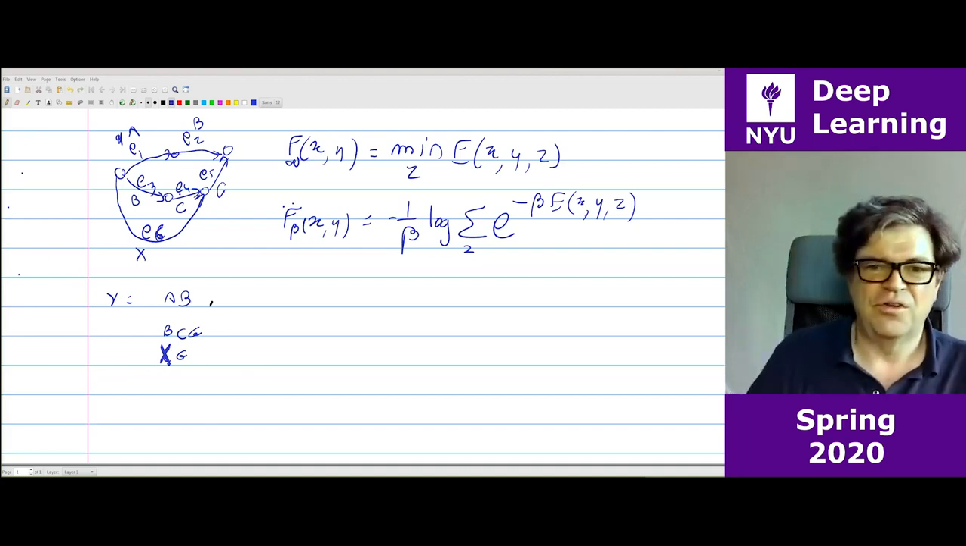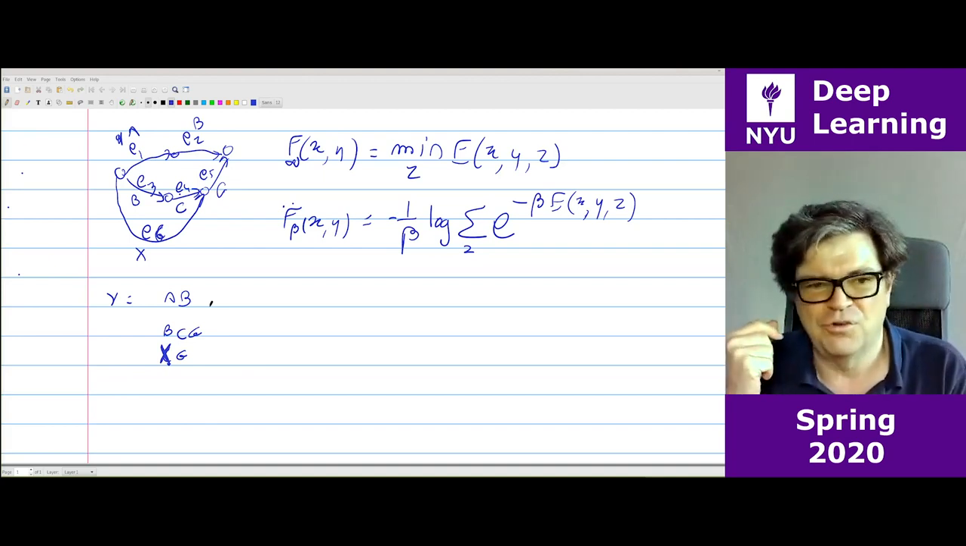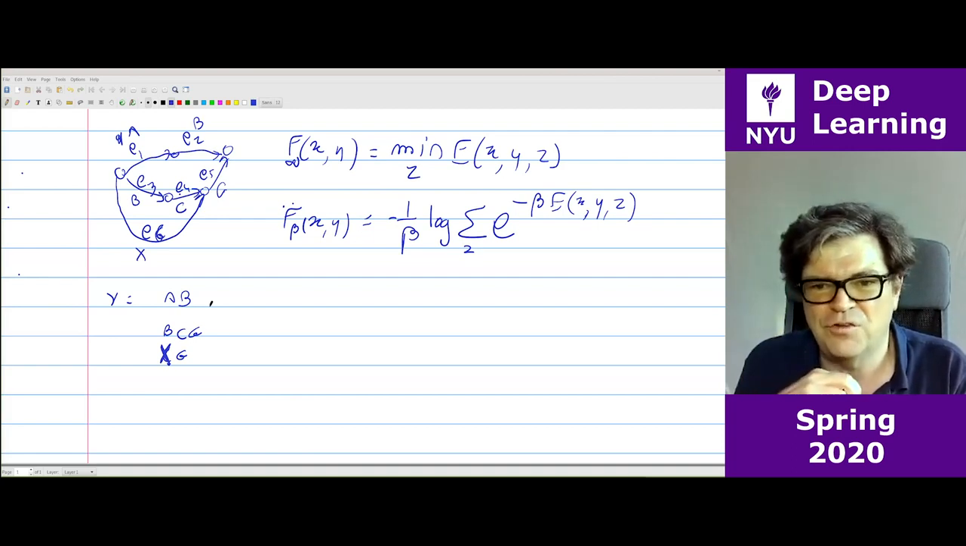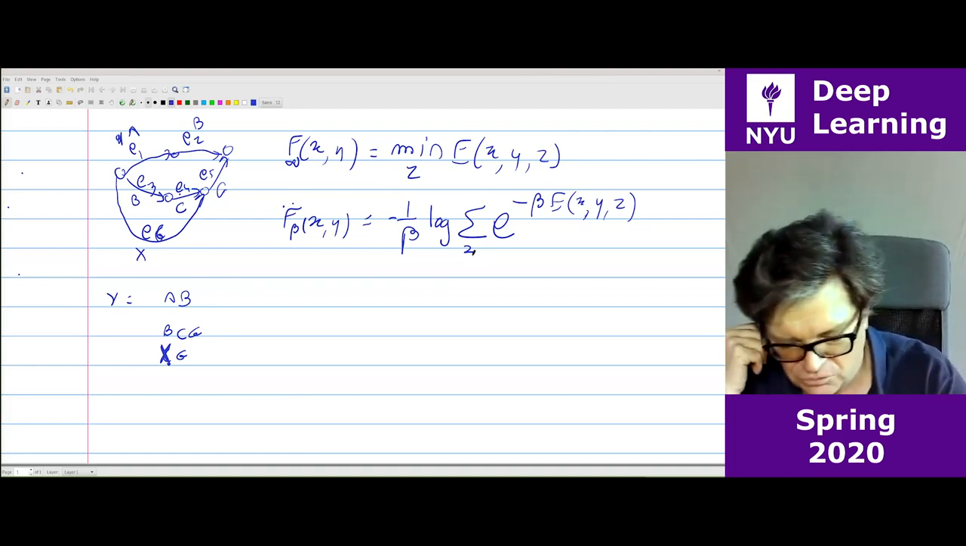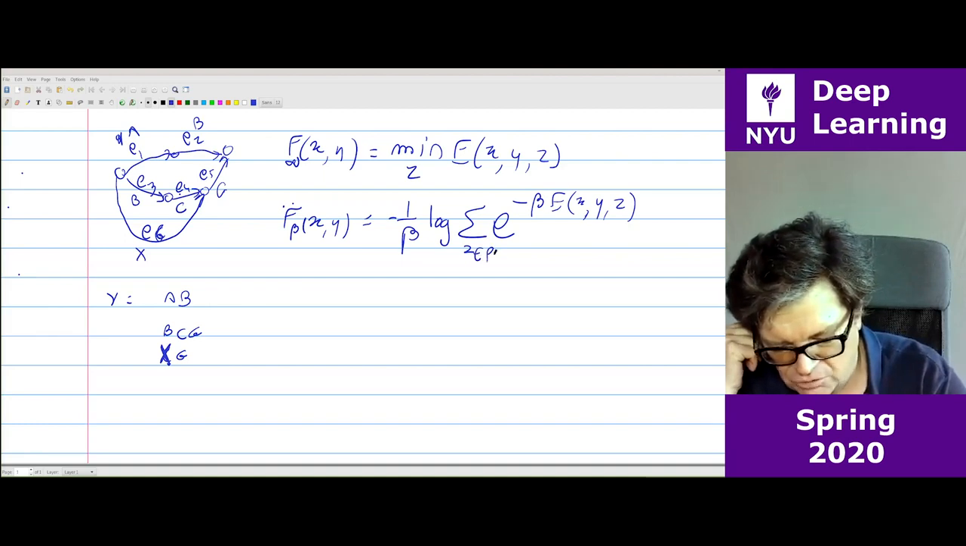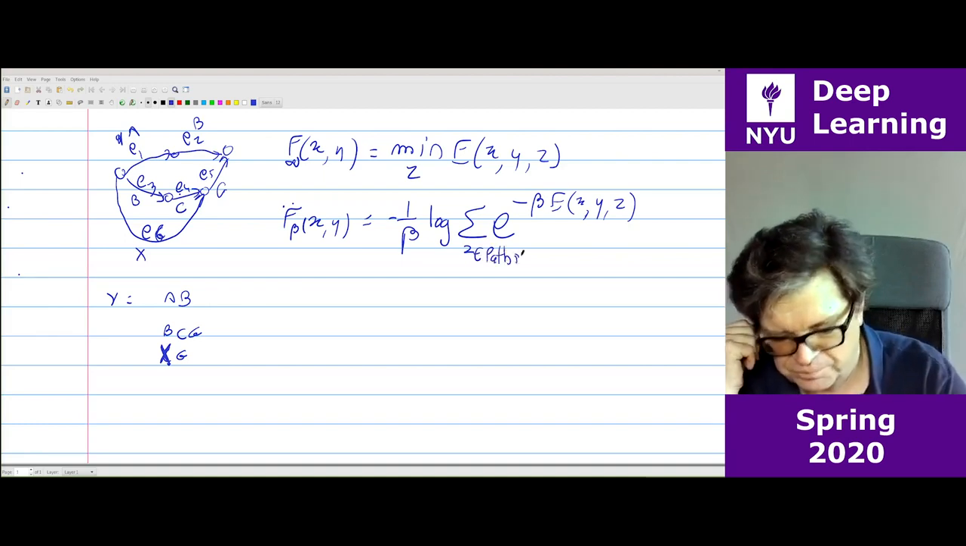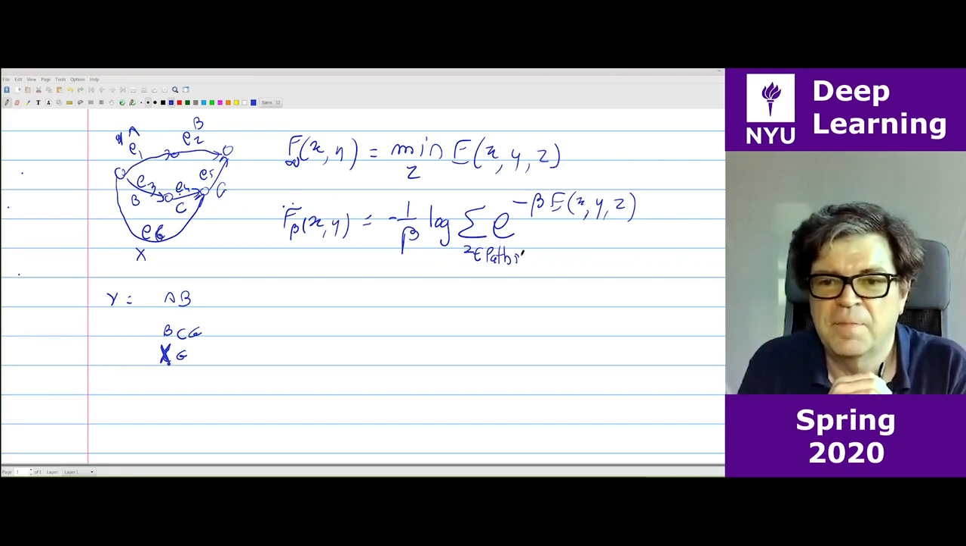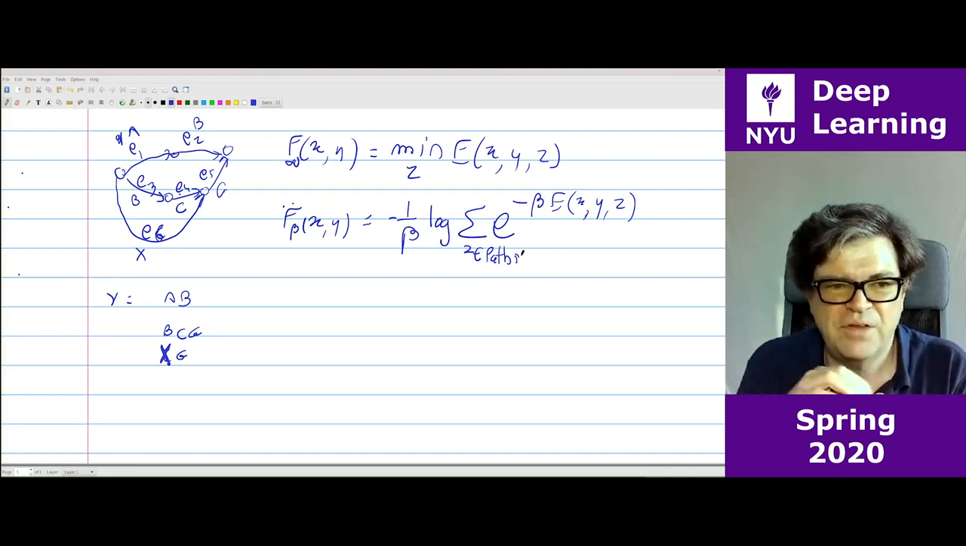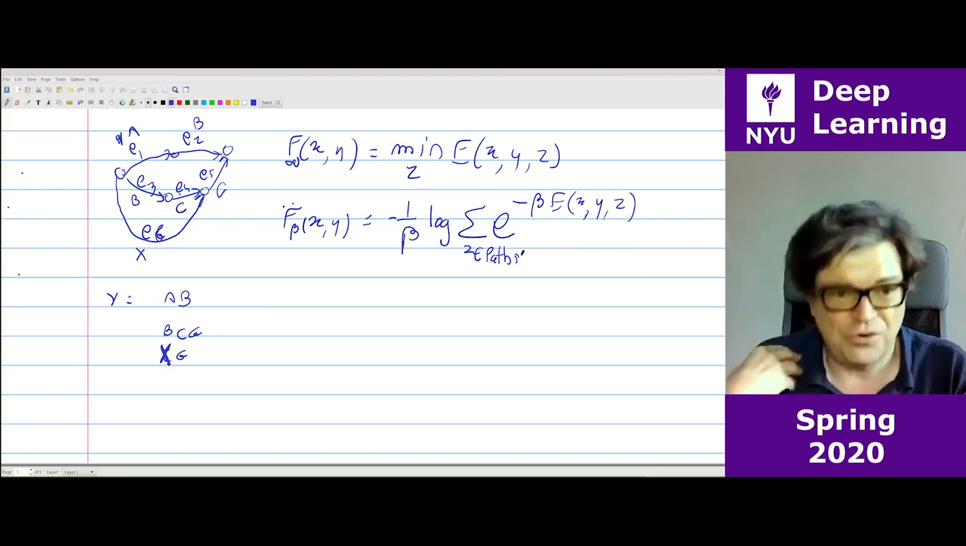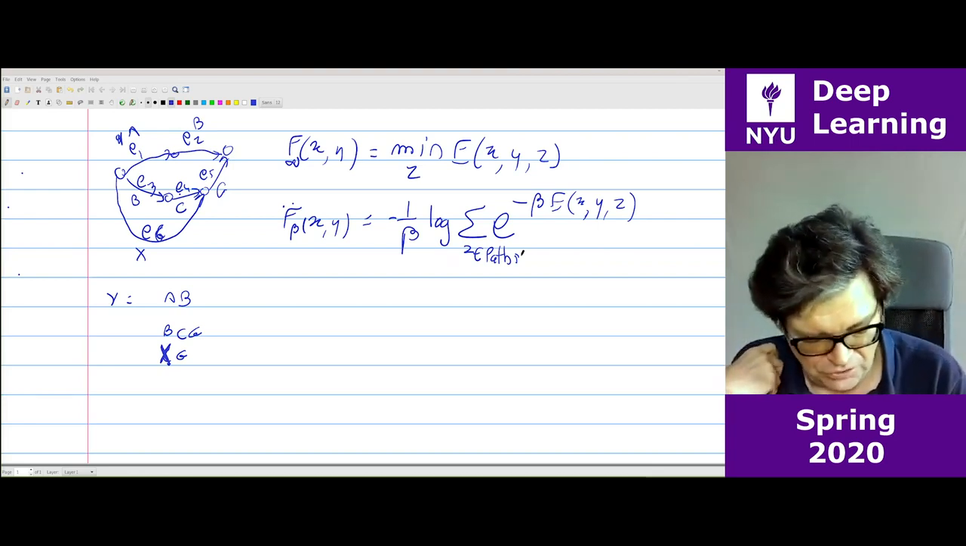So the log of the sum of the exponentials of the energies for all the paths, the sum over all the paths. So the sum here is over a path. That's like marginalizing over Z. And we saw that before, right? We explained that before. Now, how do I compute this? It turns out it's very simple. It's done using what's called a forward algorithm.